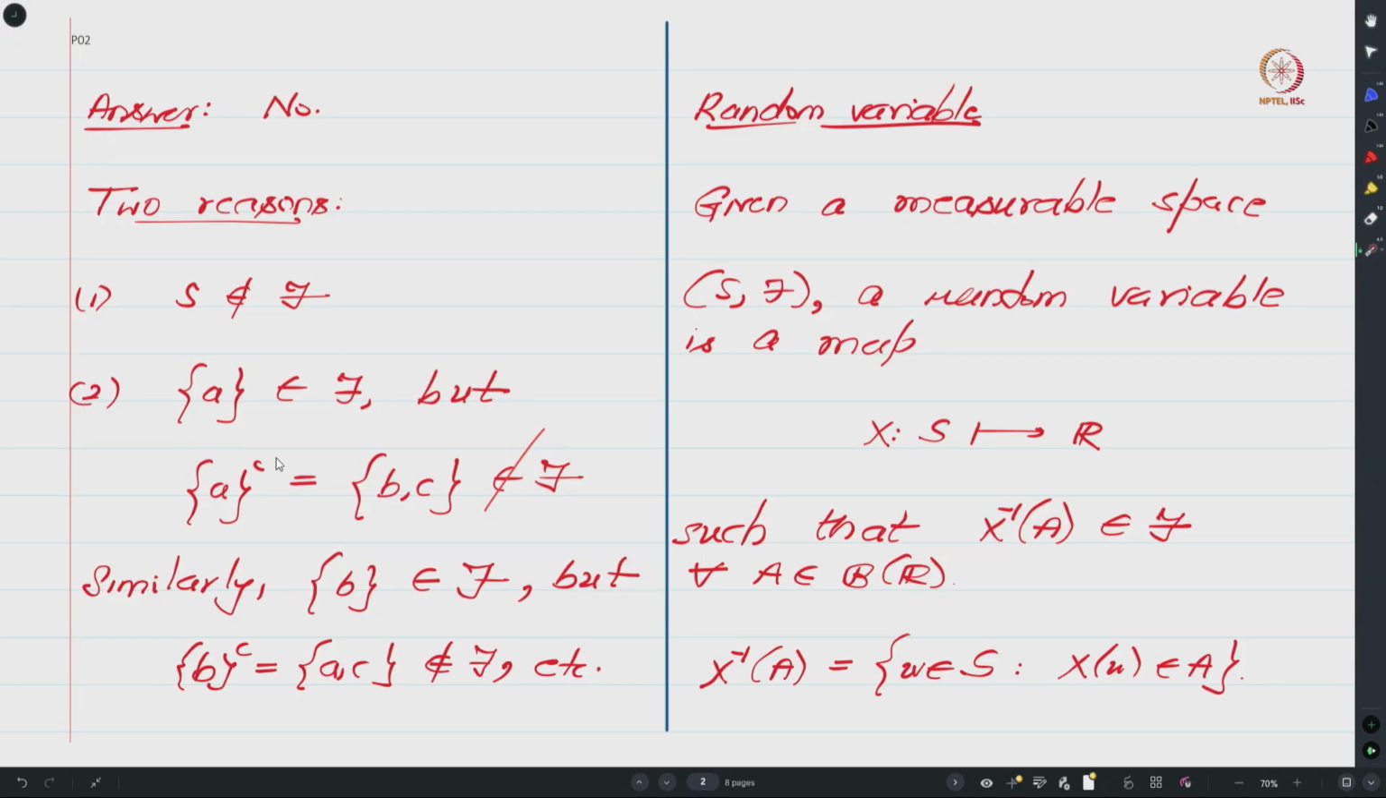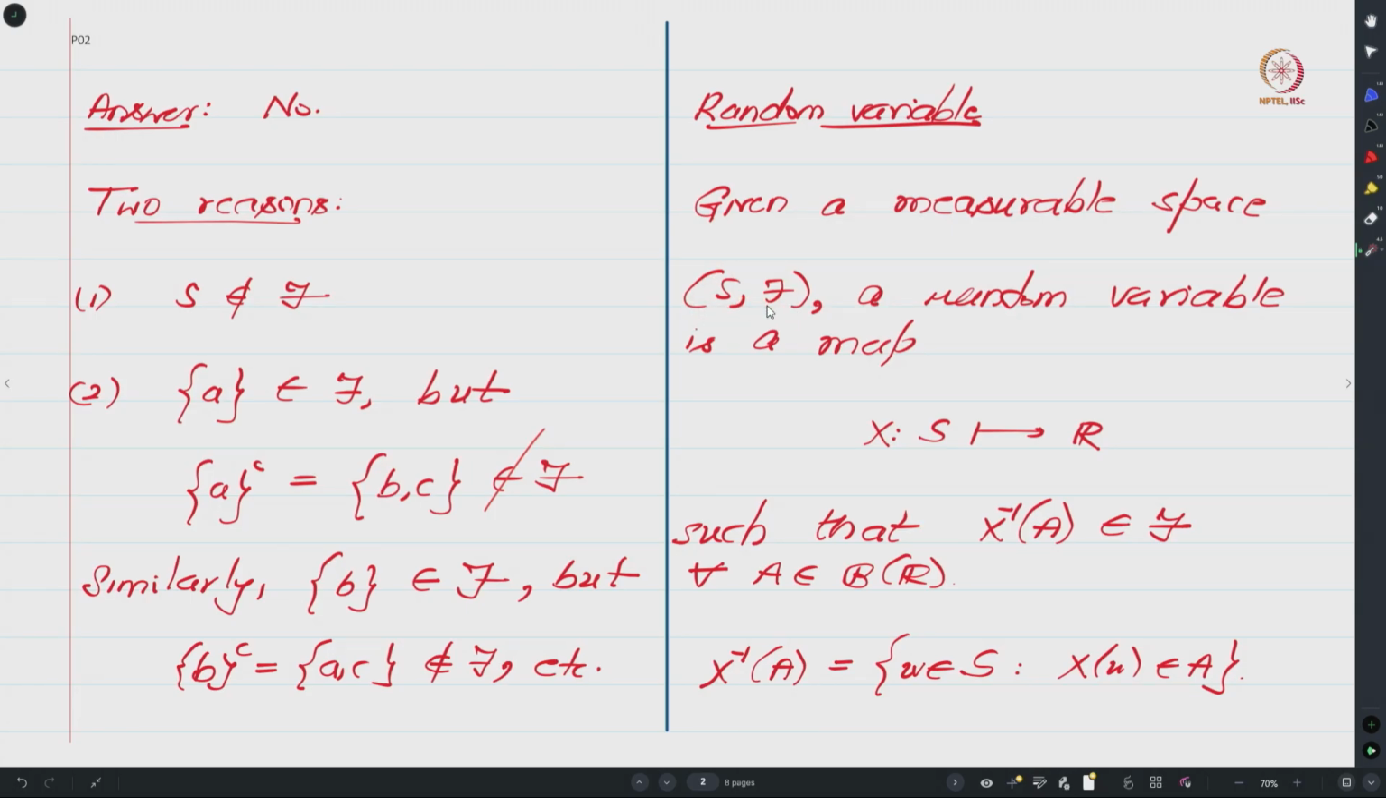The other important concept that we have covered during this course is that of a random variable, and towards that we introduced a notion called a measurable space. So what is a measurable space? Well, it's a set S along with a sigma algebra or a sigma field of subsets of S.